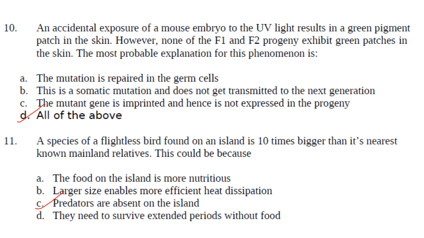The next one. A species of flightless bird found on an island is 10 times bigger than its nearest known mainland relatives. This could be because predators are absent on the island. Answer is option C.